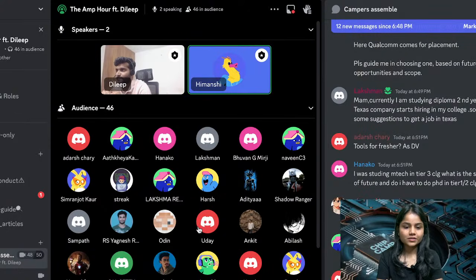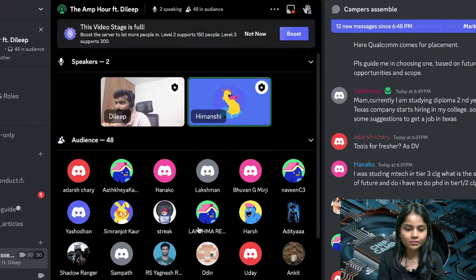Yeah, we have one question related to Qualcomm. What are the chances of getting a job at Qualcomm if you have the required skills but little work experience, with a BTech in electronics from a tier 3 college?